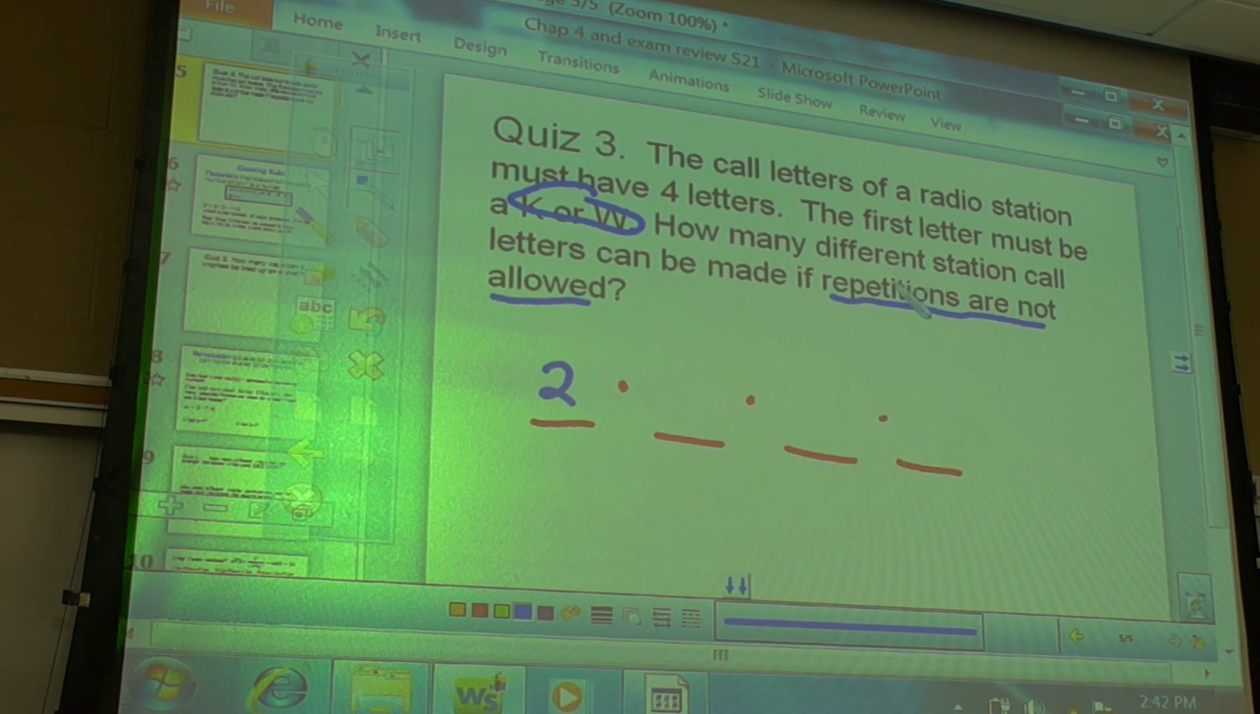How many letters are there in the alphabet? 26. So how many options for the next spot? 25. And then after I use that letter, how many options for the next spot? 24. And the next spot.